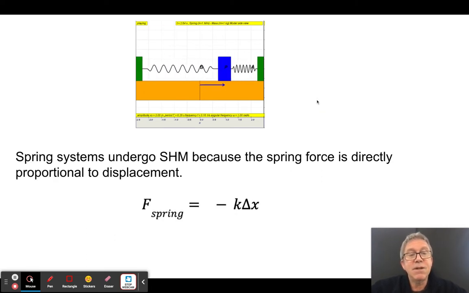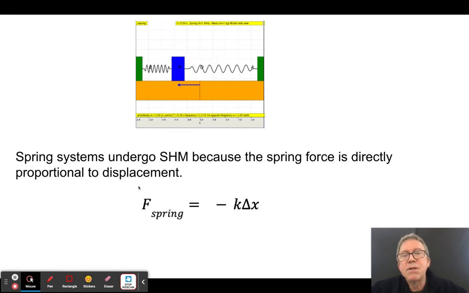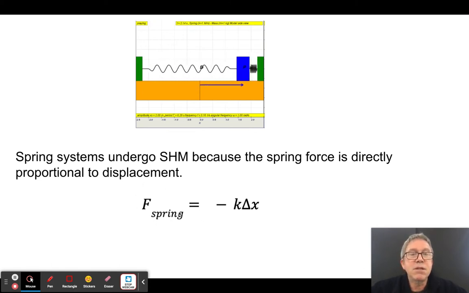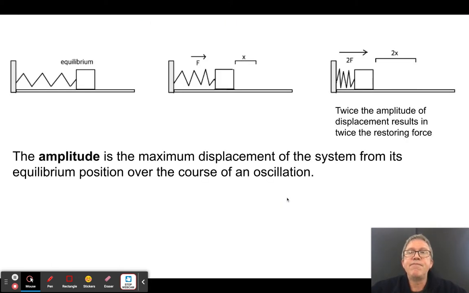Now, a classic case of that is a spring, right? Because if you remember the spring equation, the force exhibited by a spring is equal to the negative, because it pushes if it's pulled and pulls if it's pushed, of the spring constant times the displacement. So if I double the displacement, I will double the force exerted by the spring. For that reason, springs are a classic example of a system that exhibits simple harmonic motion.